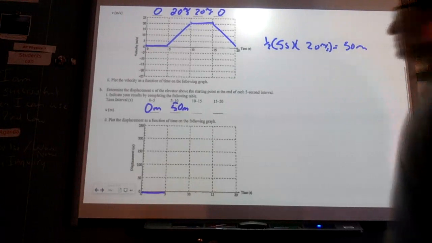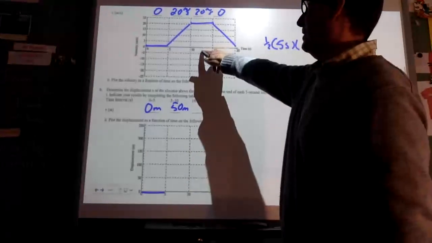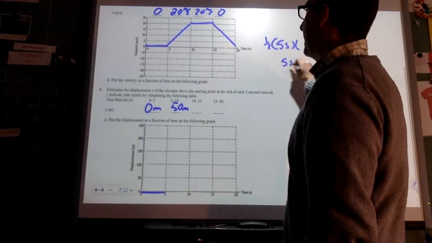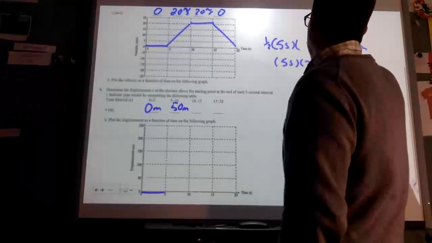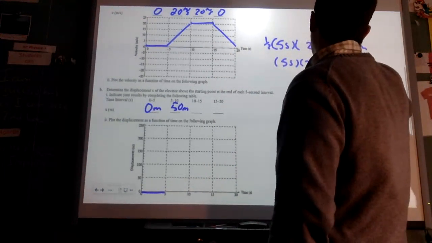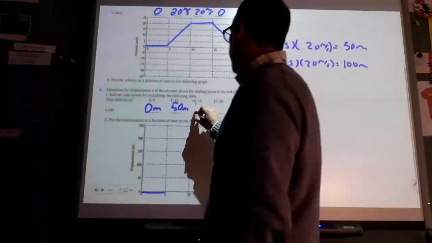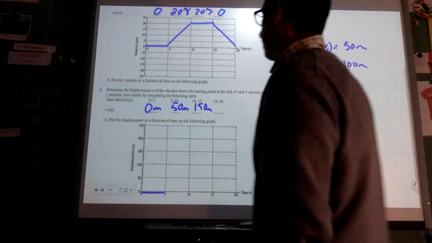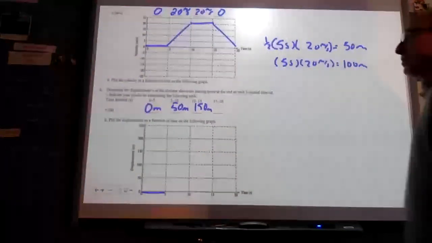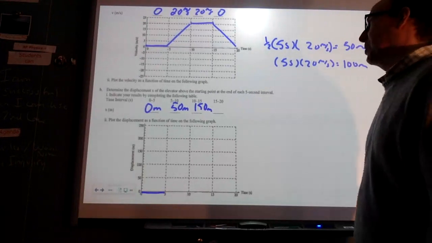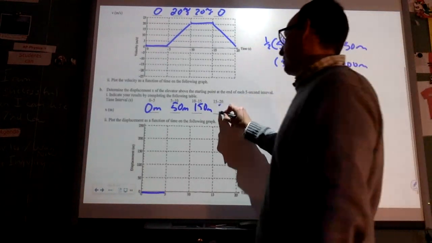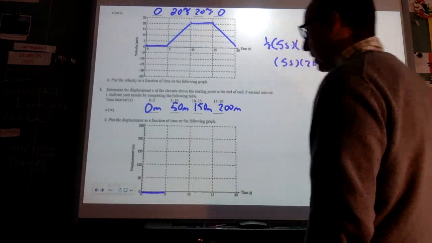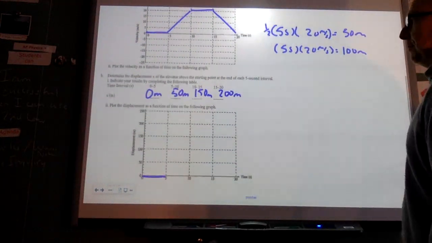From 10 to 15, I'm going to go this rectangle, which would be 5 seconds times 20 meters per second, or 100 meters. So I'm going to go up to 150. Then this is going to be an additional 50, so this is going to be 200 as well. What's this graph going to look like?